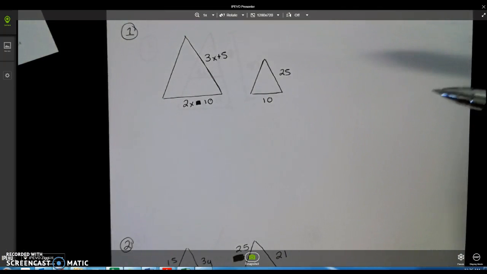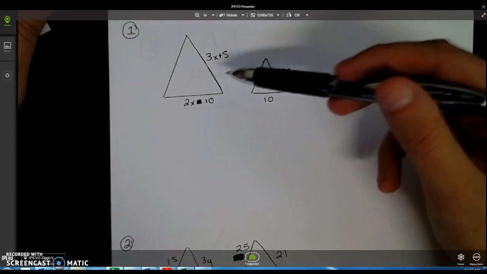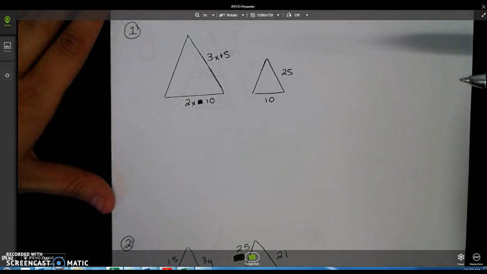This is going to be a review for the quiz that you're going to have on similar triangles and parallel lines. So I've got, I think, 6 problems that I'm going to work through with you and just let you see them. If you remember, I'm comparing the same side of one triangle to the same side of the other.